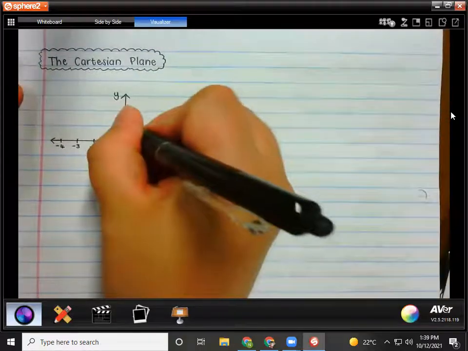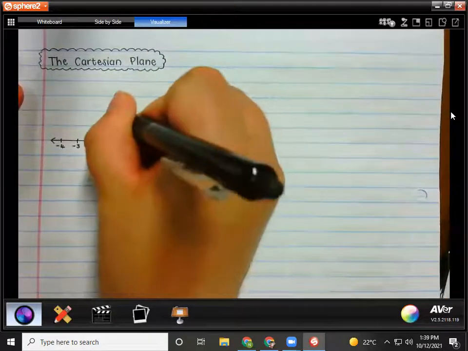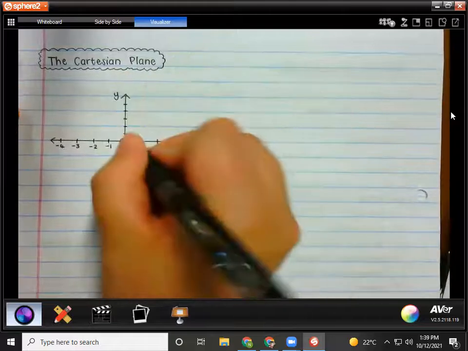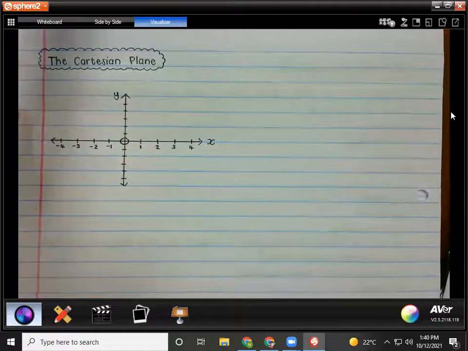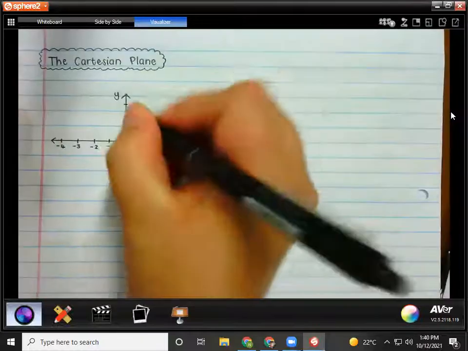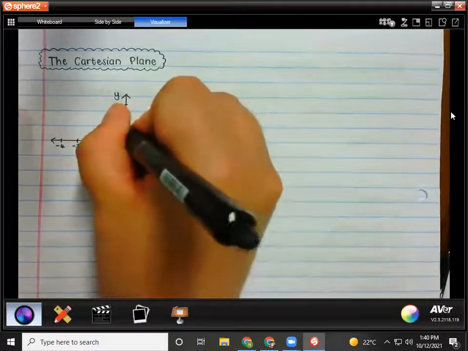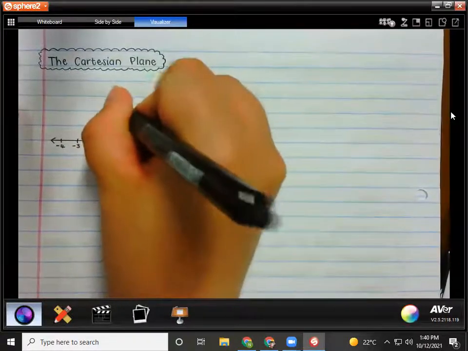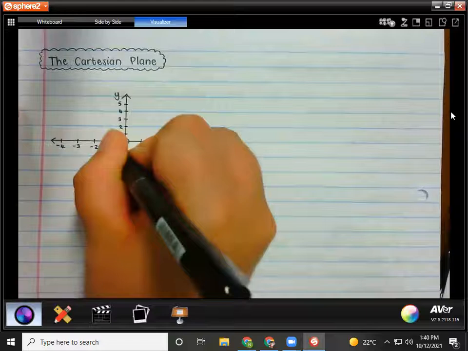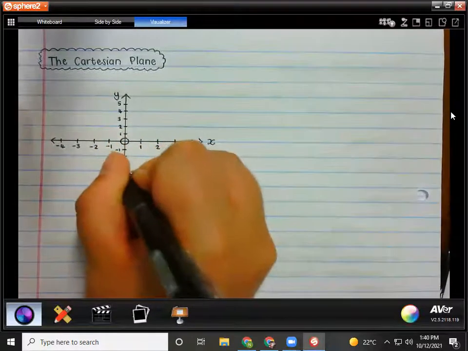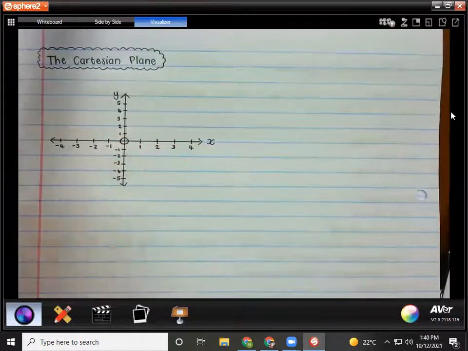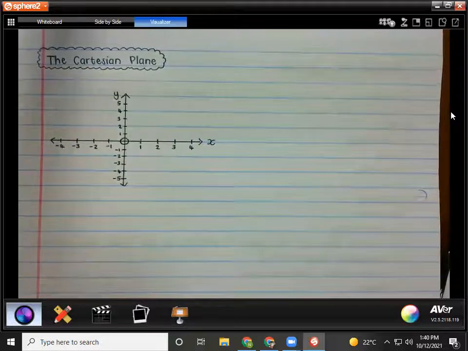All right, so let's make some notches here again. You can use the lines in your book, or I'm just doing like half a line. Doesn't really matter. I'm going to number the ones at the top, or above 0, as positive values, and the ones below 0 as negative values. Don't worry about having the same scale on the two axes. Okay, we're just discussing what's happening here.